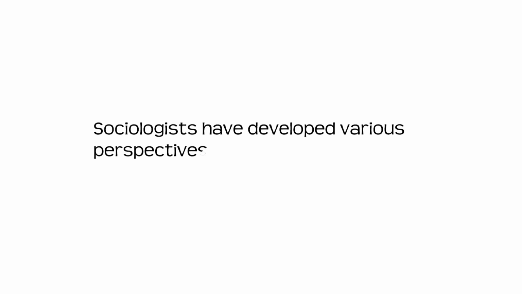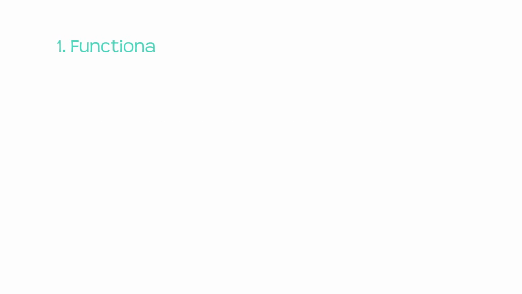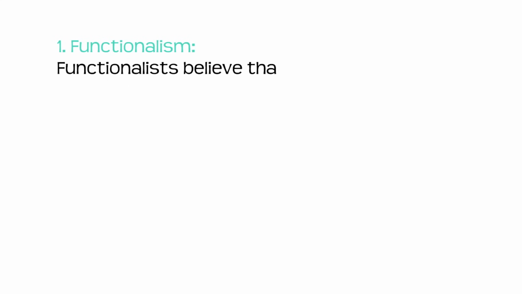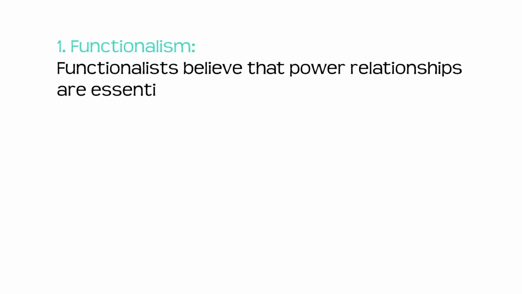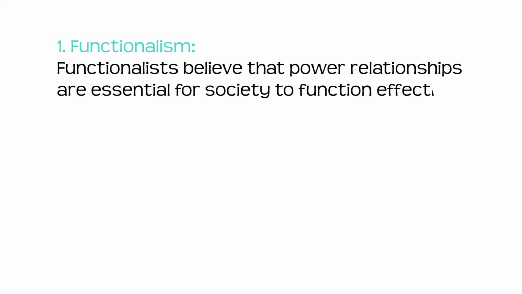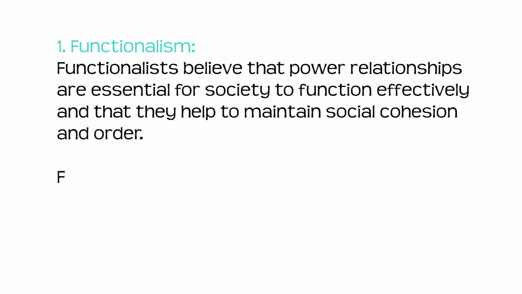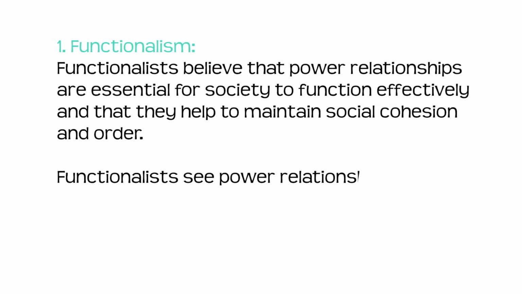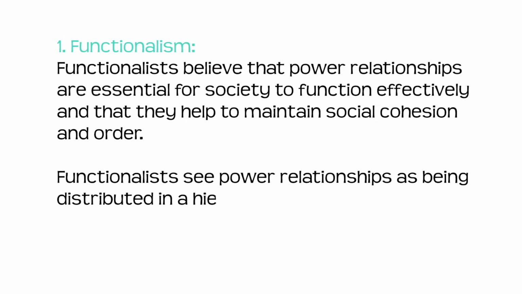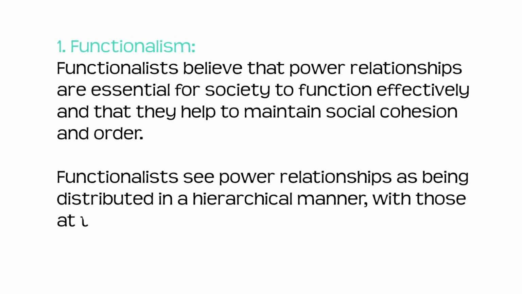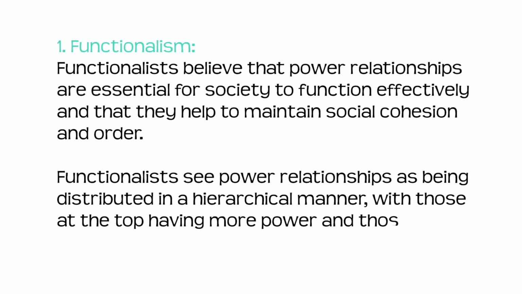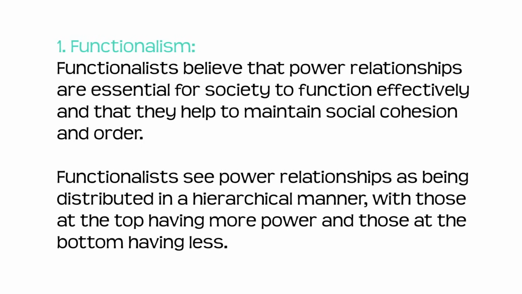Sociologists have developed various perspectives on power relationships. Number 1, functionalism. Functionalists believe that power relationships are essential for society to function effectively and that they help to maintain social cohesion and order. Functionalists see power relationships as being distributed in a hierarchical manner, with those at the top having more power and those at the bottom having less.